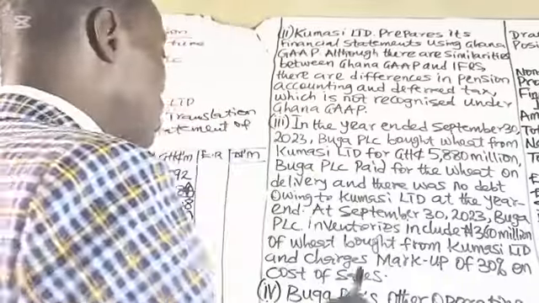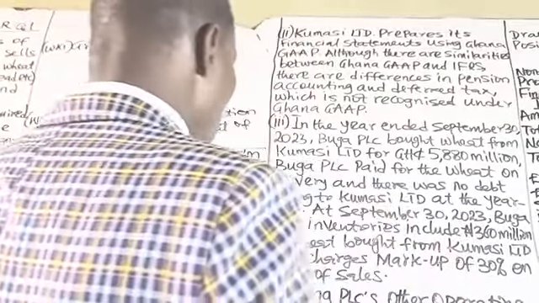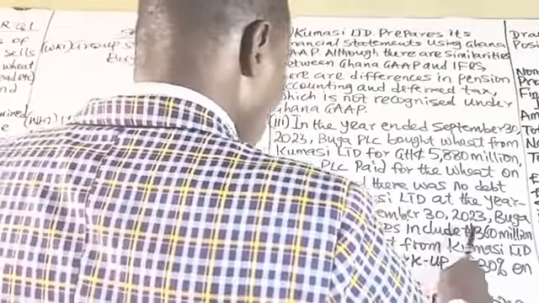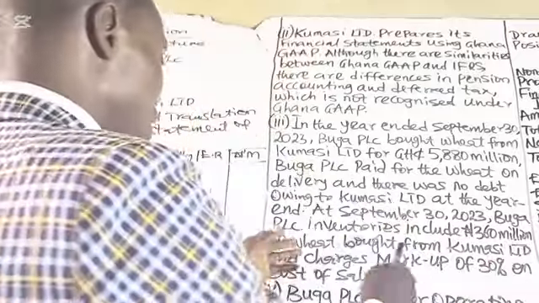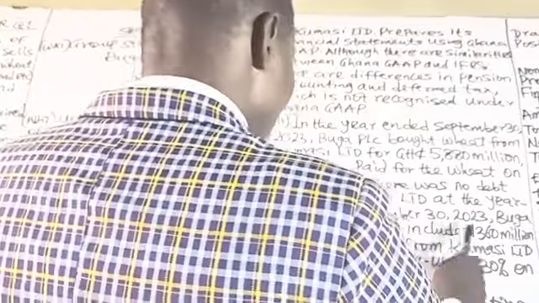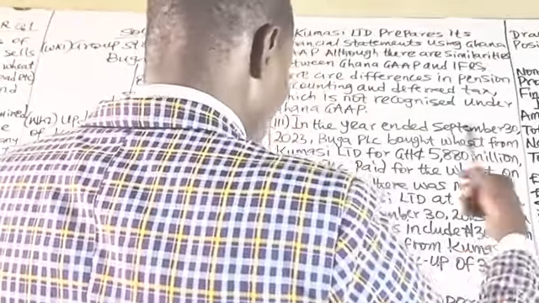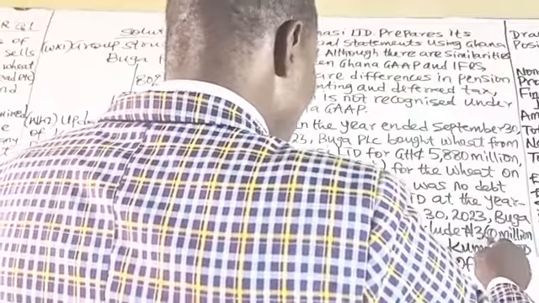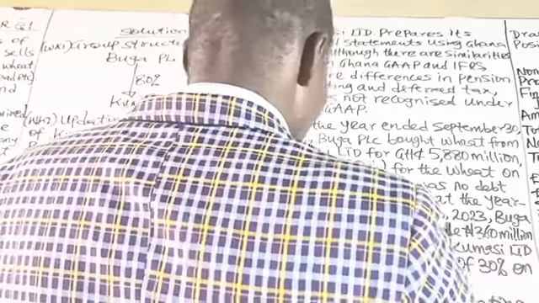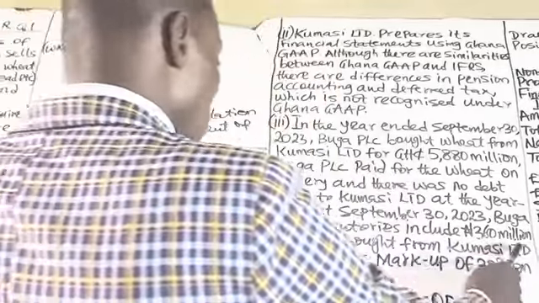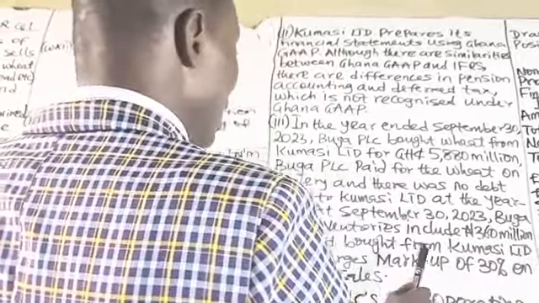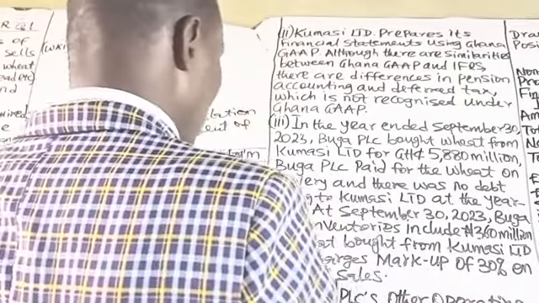At September 30, 2023, Buga PLC inventories include 360 million. So this is inventory unsold, the one that has not been sold by the purchaser to a third party. That means the unrealized profit will be calculated on this 360 million, which was bought from Kumasi Limited, which charges a markup of 30% on cost of sales.